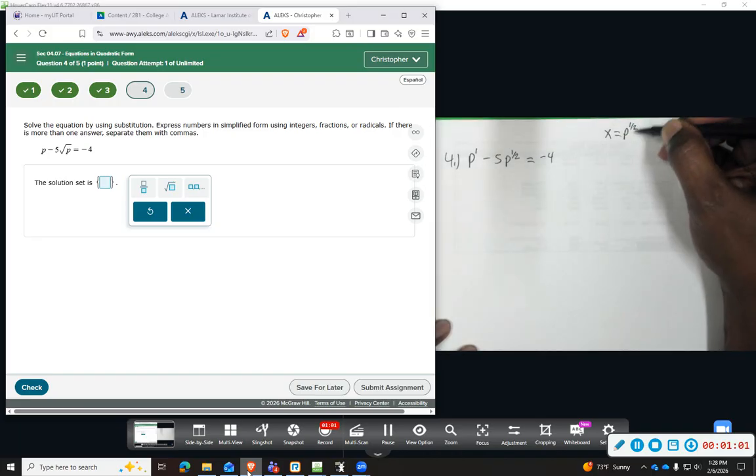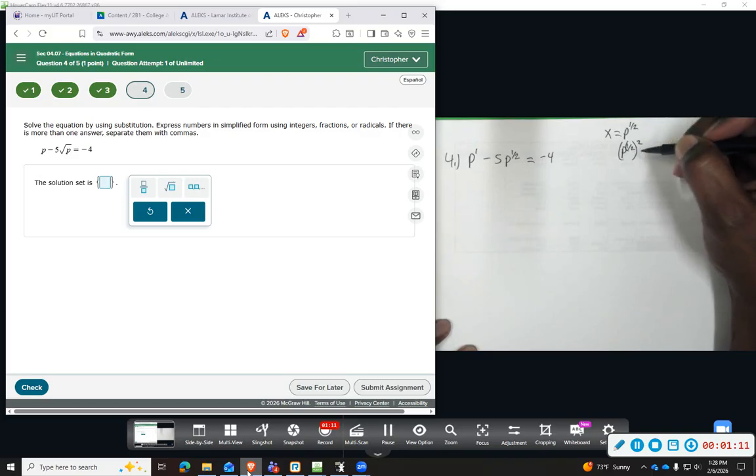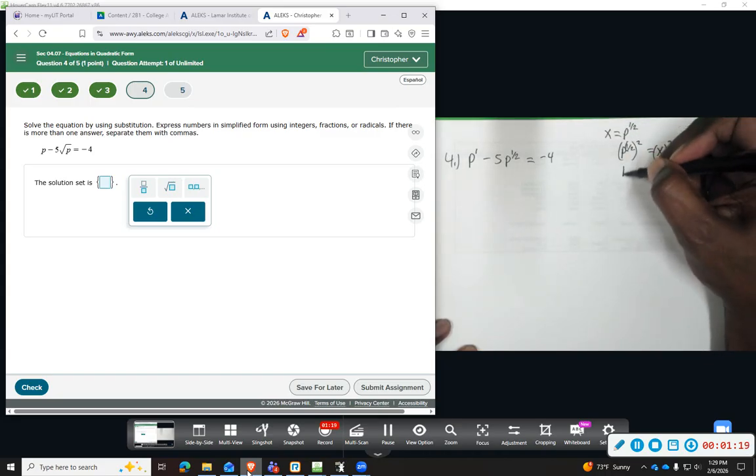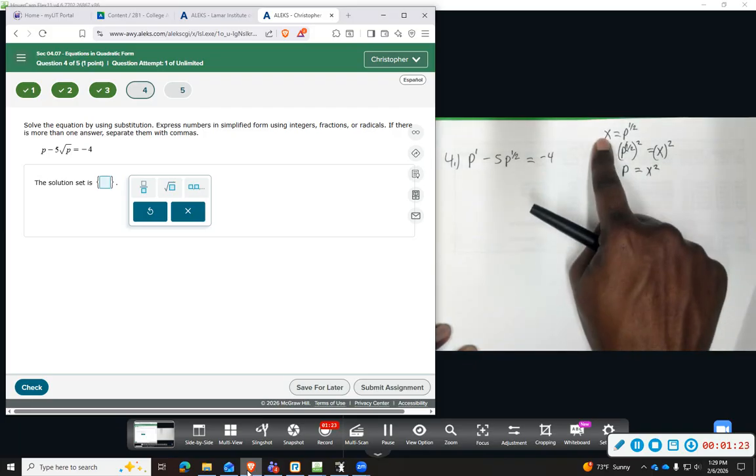Well, if that's the case, what does p equal? If you focus on this, to get p by itself, you would have to take this p to the 1/2 and square it. That's going to get rid of that, so that'll give you p. That means consequently you would need to square the other side, if that's what p to the 1/2 equals, and then that will leave you with p equals x squared.